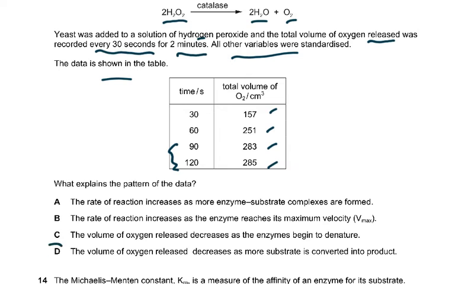Now the answer is of course D: the volume of oxygen released decreases as more substrate is converted into product. That's very obvious, 283 to 285. Now why are A, B, and C wrong? A, the rate of reaction increases as more enzyme-substrate complex... no, the rate here has decreased. The rate of reaction increases as the enzyme reaches the maximum velocity. No, we haven't got anything. We haven't got a constant rate as yet. Then the volume of oxygen released decreases as... no, it's never decreased.